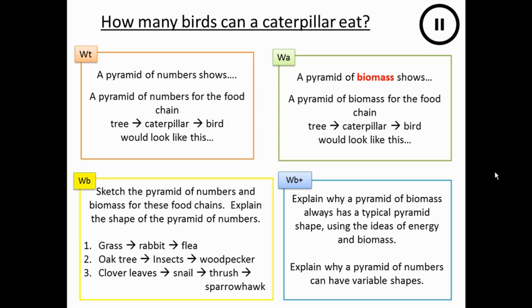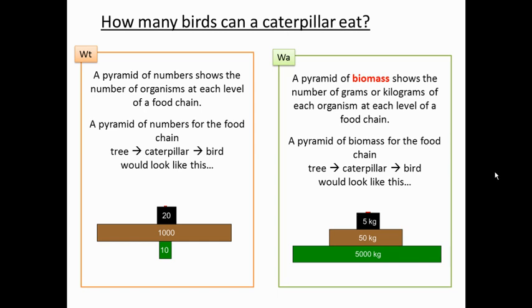Okay, fantastic. Let's go through some answers. So for working towards, a pyramid of numbers shows the number of organisms at each level of a food chain. So sketching this pyramid of numbers, you'll have trees. The number of trees is going to be much smaller than the number of caterpillars. And then you've got birds. The birds are feeding on the caterpillars. There are fewer birds than caterpillars. Okay, so your pyramid of numbers should look like this.